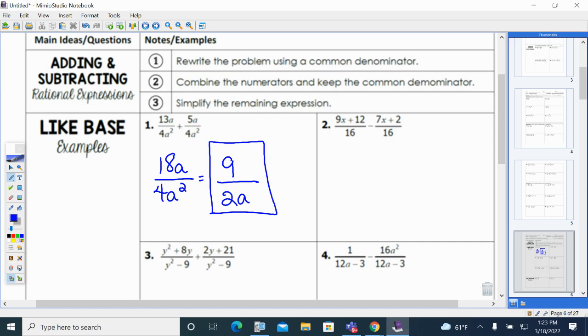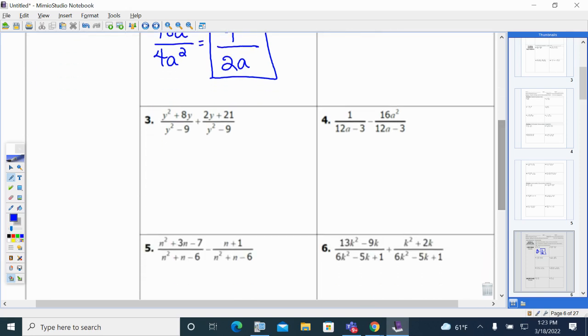Let's jump down to number 3. y squared plus 8y over y squared minus 9, plus 2y plus 21 over y squared minus 9. Again, our denominators are already the same. So to add or subtract, again, you keep the denominator the same. You're going to combine the tops, keep the bottom. In the top, combining my like terms, I will have y squared plus 10y plus 21 over, keep the bottom.